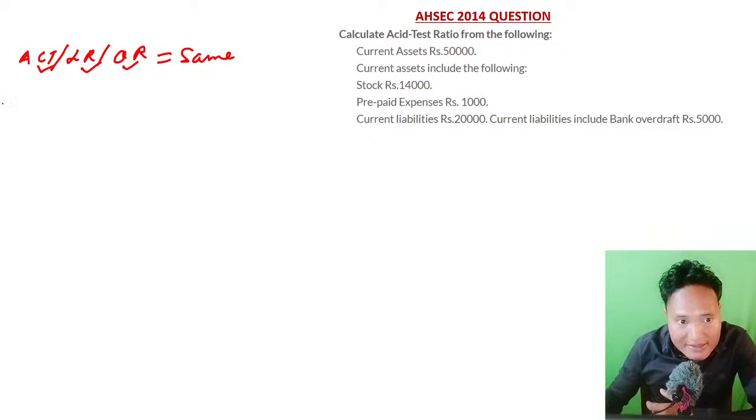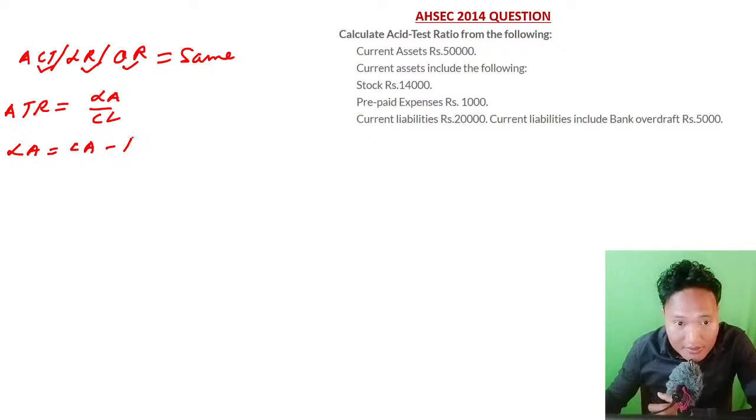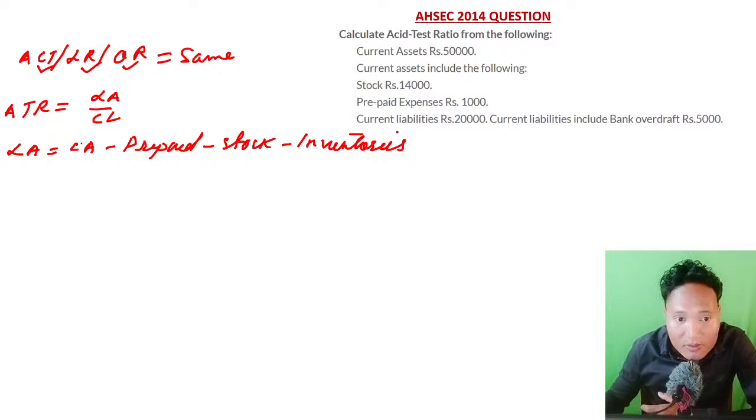Now for the formula of acid test ratio, the formula is liquid asset by current liabilities. Now what are the various items that include in liquid asset? Liquid asset is equal to current asset minus prepaid minus stock minus inventories. Okay, so it means all the items of current asset except prepaid, stock and inventories are included in liquid asset. So what are the various items that include in liquid asset? Like we have cash, we have debtors, bills receivable. Okay, these are the items that include in liquid asset. And for current liabilities, it is as it is. In current liabilities, all the items that have been given in the previous videos are included.